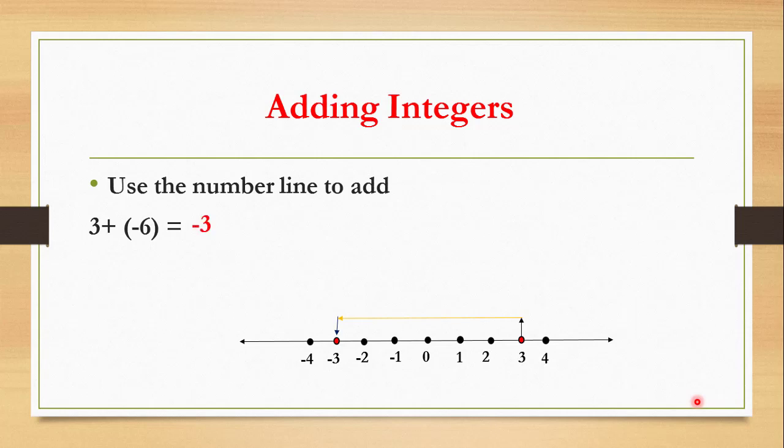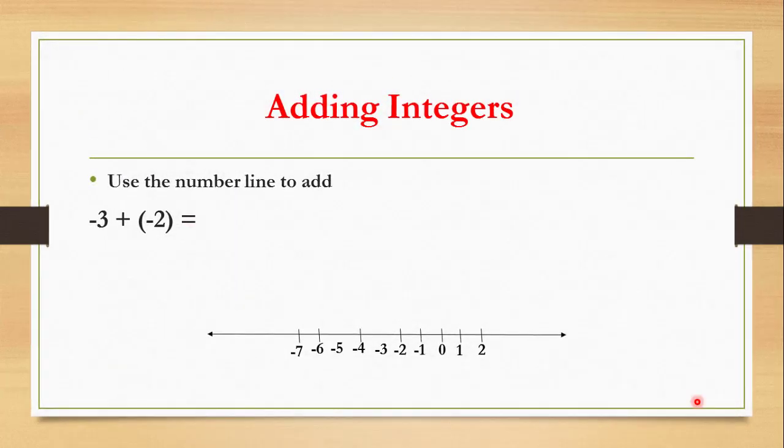This is the first example: 3 plus negative 6. We start from 3, then move to the left because we are adding a negative number. The result will be negative 3. The next one, negative 3 plus negative 2. I'll start from negative 3, then move to the left. How many steps? 2 steps. So the result will be negative 5. Negative 3 plus negative 2 equals negative 5.